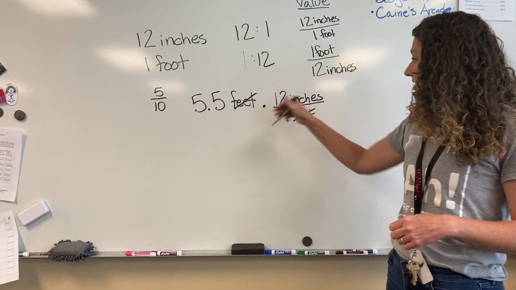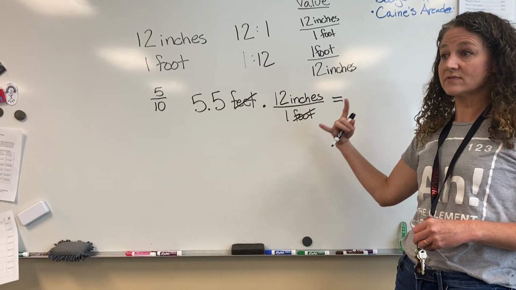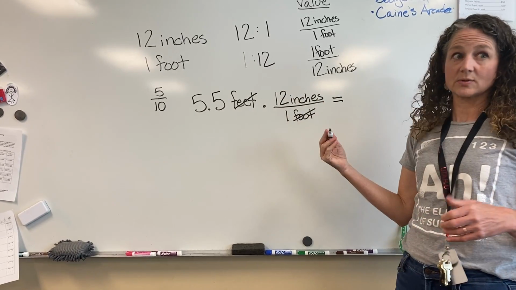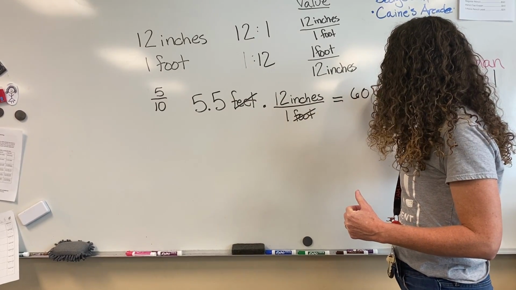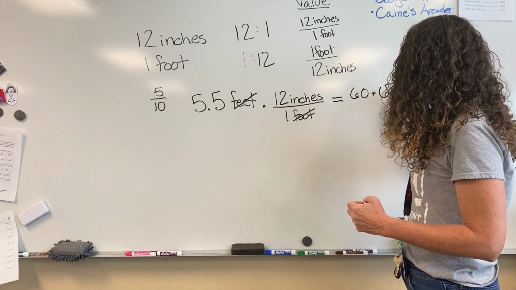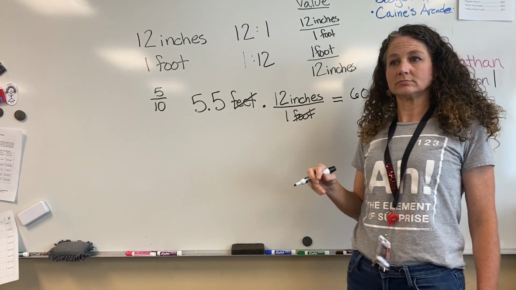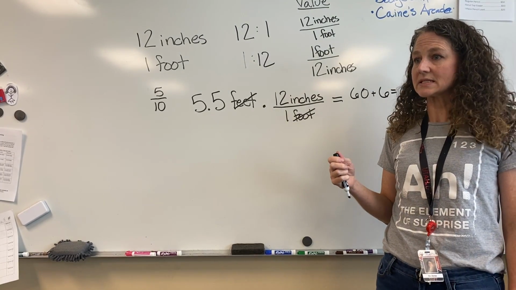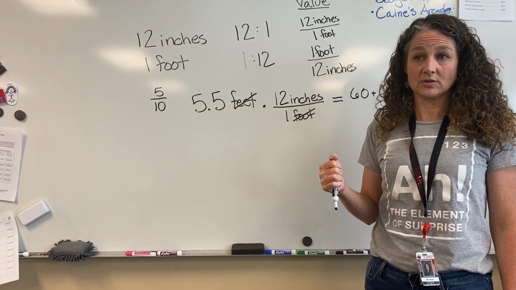Okay, so a good way to do 5.5 times 12 was, what's 5 times 12? 60. What's a half of 12? 6. So how many inches tall am I? 66. 66 inches tall, and I am. Okay, I'm 66 inches tall. This is really, really, really useful, okay?